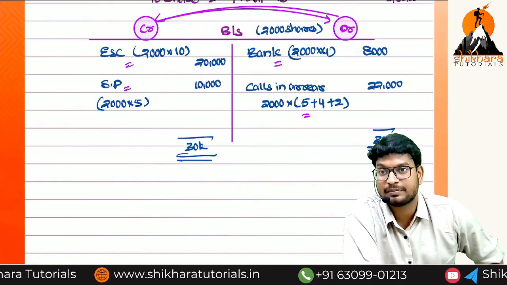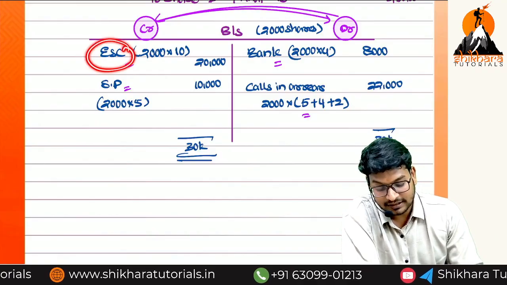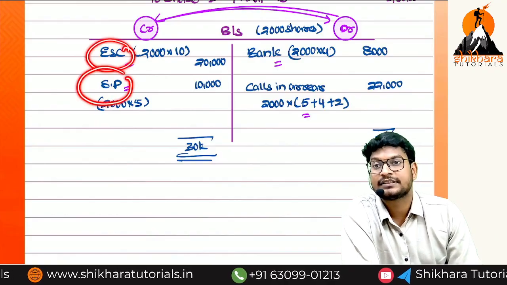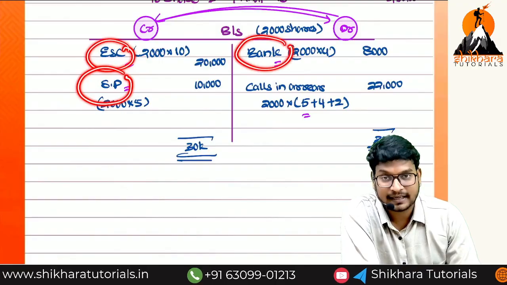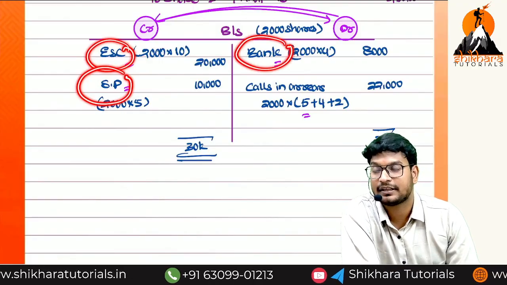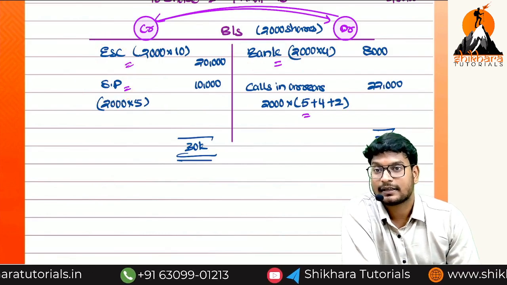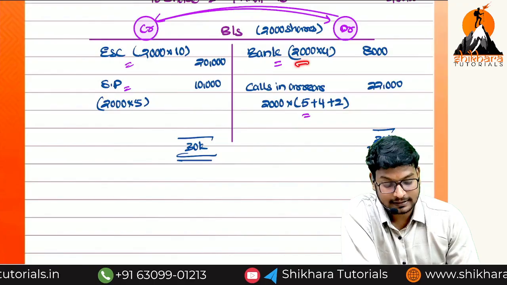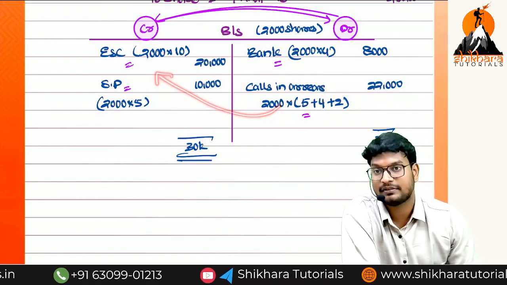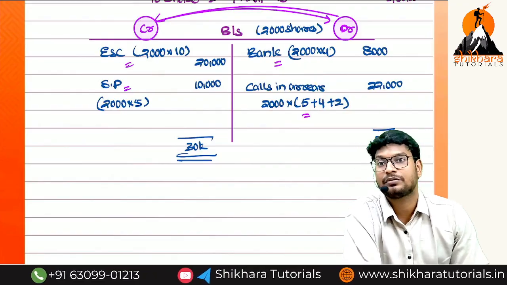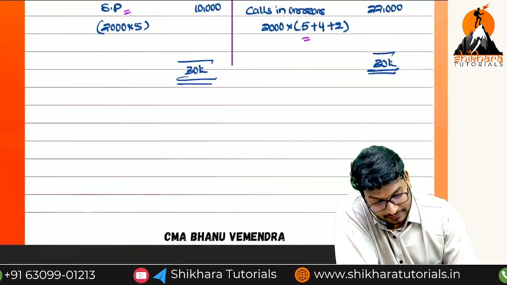For securities premium, working note number 2. But both the items will be disclosed under the balance sheet, under which head? Shareholders' funds. Do you remember it or not? Bank, cash and cash equivalents will be disclosed under the head other current assets. When coming to the calls in arrears, it will be reduced from here itself. The ultimate amount we are going to transfer to the share capital. So what is the ultimate entry?